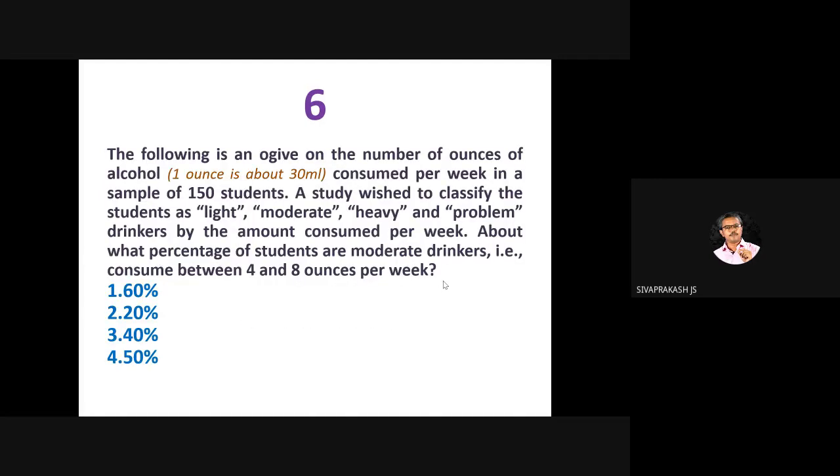So the following is an ogive curve on the number of ounces of alcohol, where 1 ounce is about 30 ml, consumed per week in a sample of 150 students. A study wished to classify the students as light, moderate, heavy, and problem drinkers by the amount consumed per week. About what percentage of students are moderate drinkers, that is, consume between 4 and 8 ounces per week?